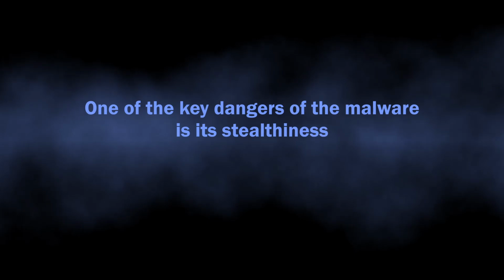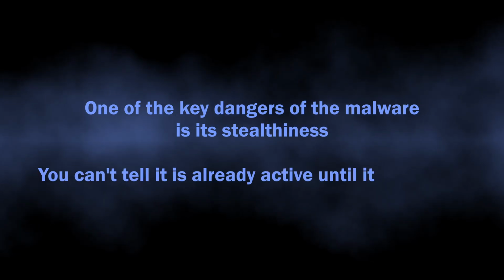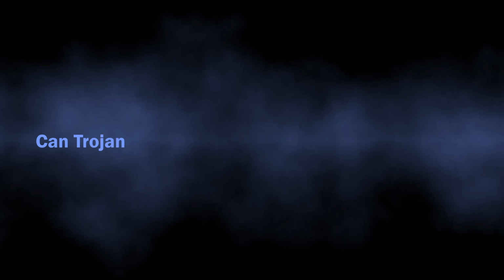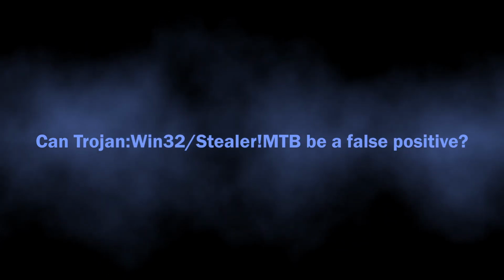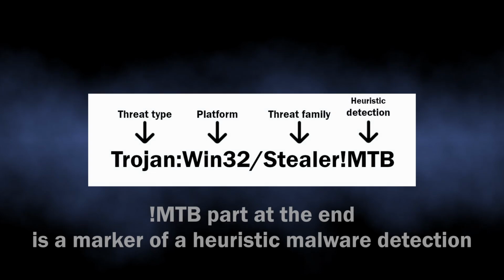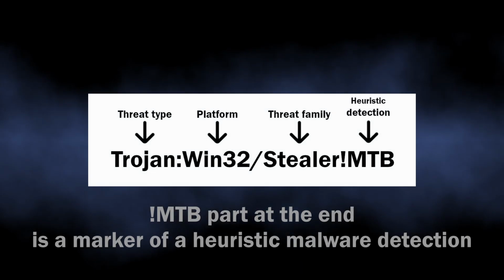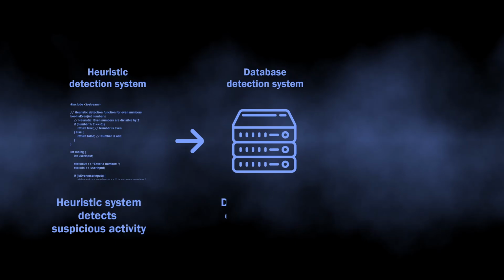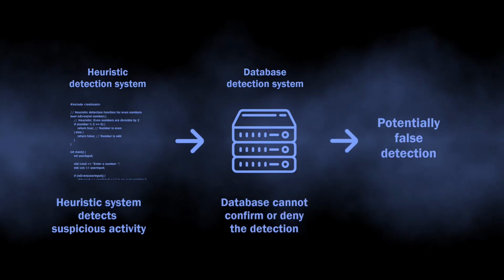Initial stealthiness is one of the biggest dangers of an infostealer malware. You are unlikely to see its activity until it is too late. But what if the Stealer MTB detection is not real? As I mentioned before, it comes from the heuristic engine of Microsoft Defender, which works great most of the time but can sometimes backfire and detect legitimate programs.